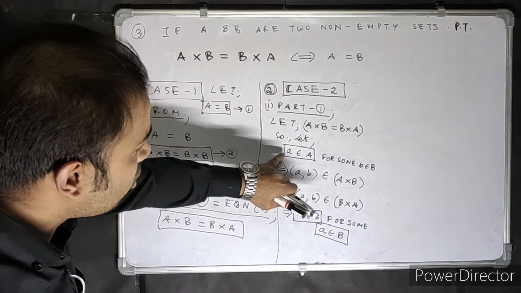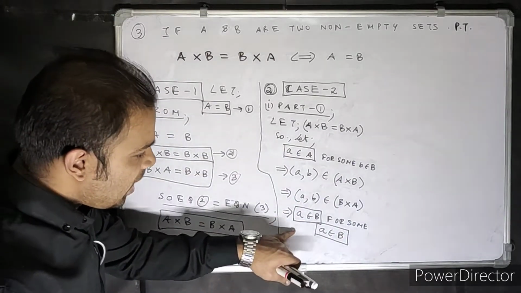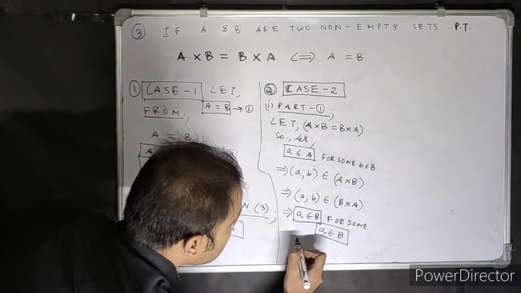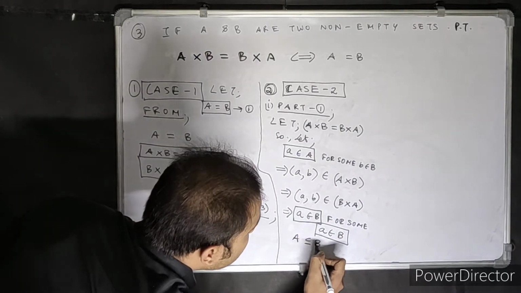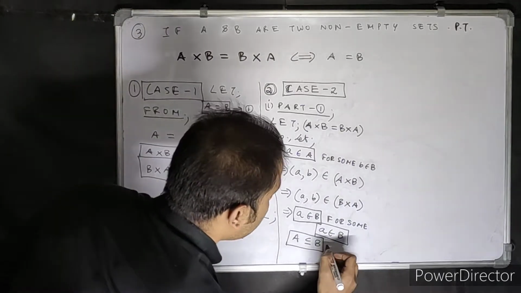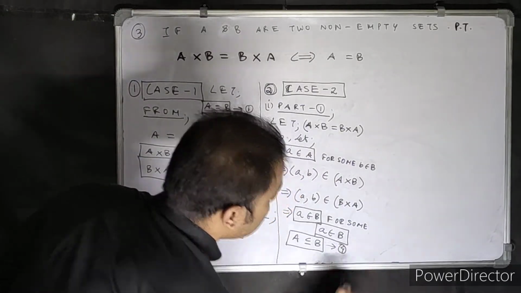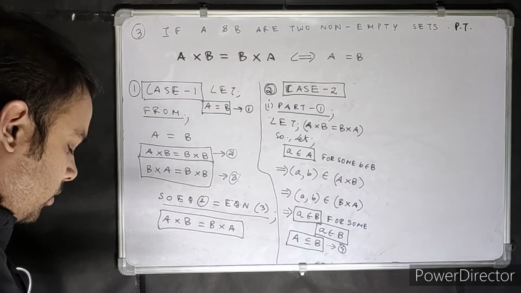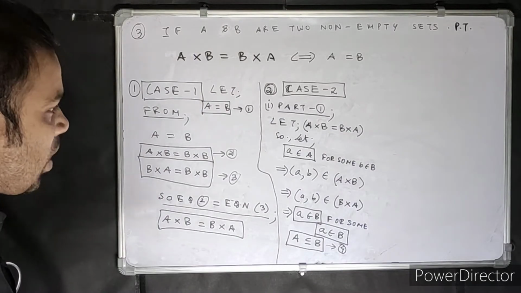See, a belongs to the set A. a belongs to the set B also. That means what? A is a subset of B. Mark this as equation number 4. Understood? I am explaining once again.